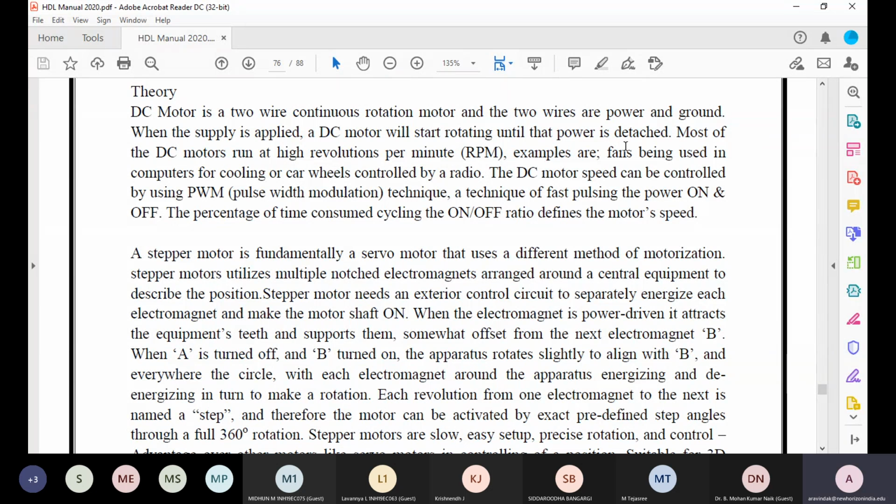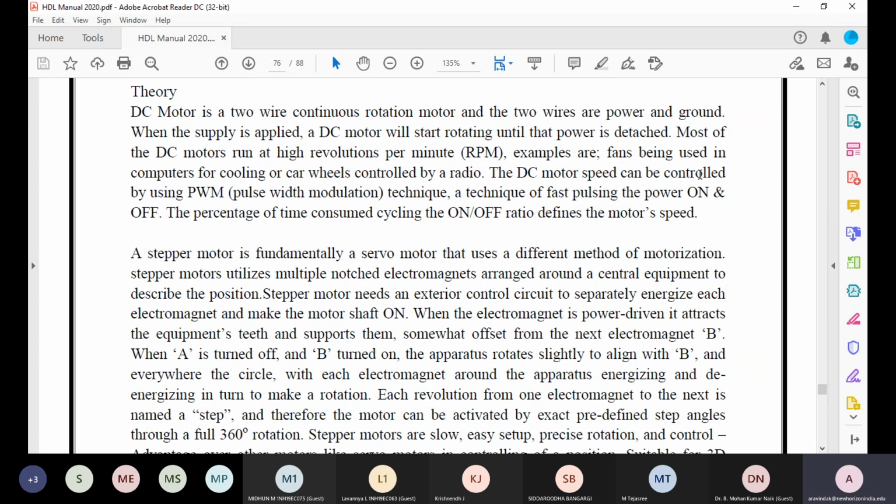It is not the fans which we are using on a regular basis in our daily lives. It is not the ceiling fan or a table fan or a pedestal fan. Those are all AC motors running directly by 220 volts. Whatever we are mentioning here is DC motors.